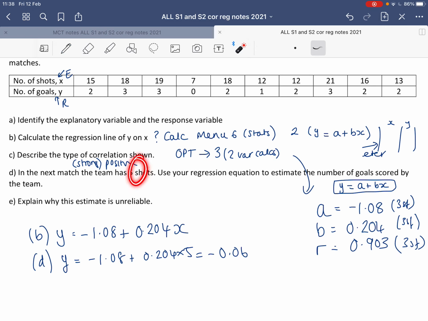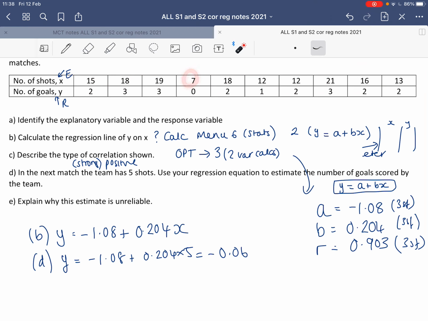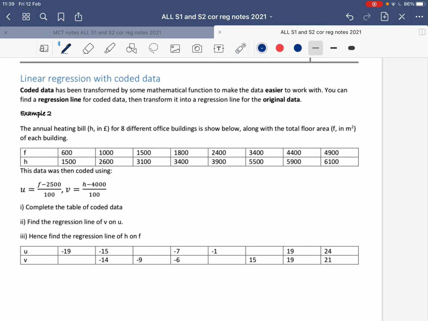Now that tells me that if we have 5 shots, according to our model, 5 shots is going to bring out minus 0.06 goals. Well, it has struggled to bring out minus anything goals. So therefore it's an unreliable model at that stage. And if you look at all your values of x that you have used to build your model, the lowest value is 7. So x equals 5 is outside the range of the data. So you'd write something like, it is outside the range of the data. So we would be extrapolating, which is unreliable.